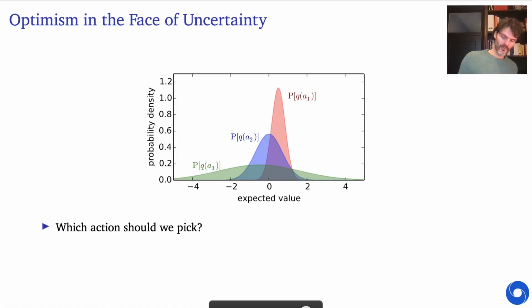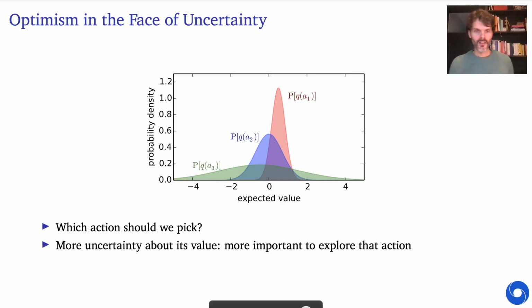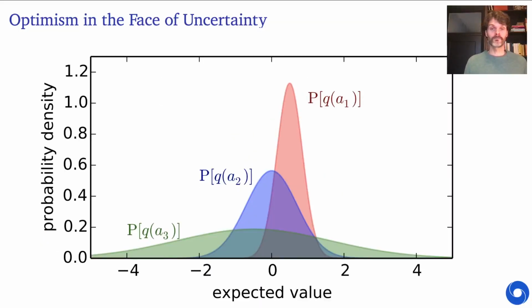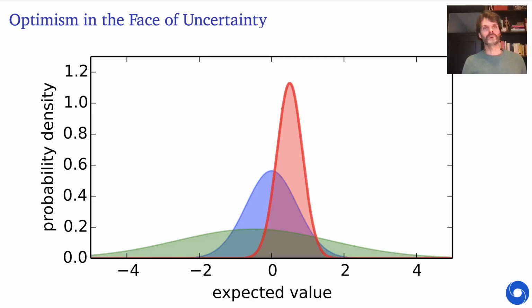Now the question is, which action should we pick? And let's step through this as an example. If we have more uncertainty about its value, I'm arguing that maybe it's more important to explore that action because the mean could actually be high. We're not sure where the mean is, and it could be that it's higher than we think it currently is. So let's now consider what we should do. Well, in this case, the red action, like action A1, does look quite good. So maybe, not knowing anything else, we do pick action A1.